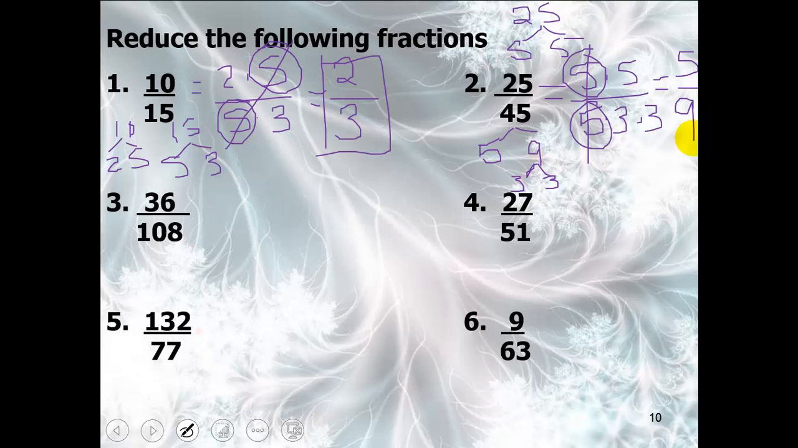Number 3, does 36 go evenly into 108? Okay, well it does. So I'm going to divide top and bottom by 36. If you didn't recognize that, you could prime factor each of them.